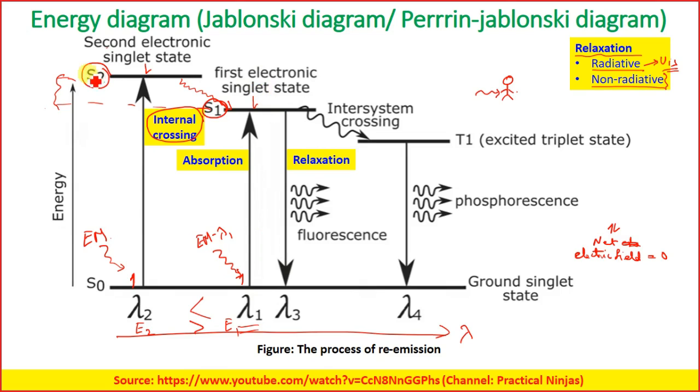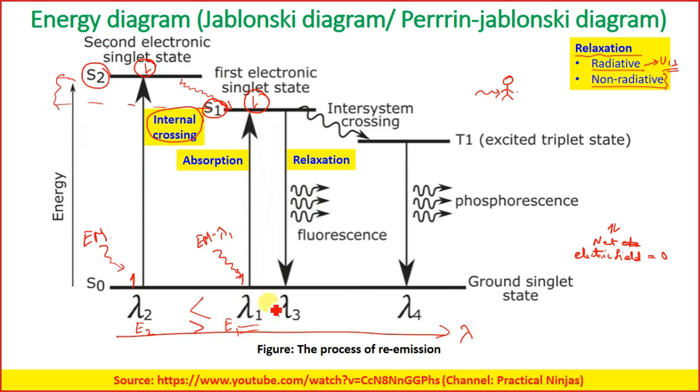Another important thing here in the internal crossing, what is happening? You see that the rotation of the electrons, the spin, has not changed. Okay, that's why it is called internal crossing. It is crossing the energy levels, but it is not changing the spin pattern. So internally it is adjusting, the energy is being adjusted.